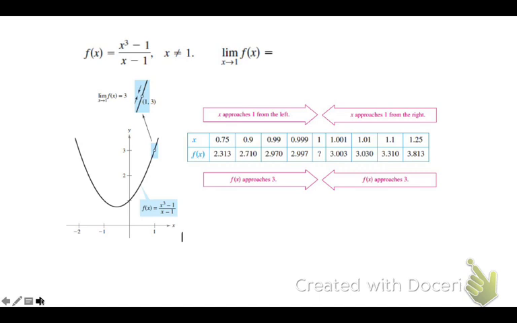Approaches 1. So from the left and the right, you look at the graph. What are the y's approaching as x approaches 1? 3. Because at 1, it does not exist. And that was the whole point of the table. At 1, what's the value? 3? No. Does not exist. Why does not exist? Because it's an open circle.